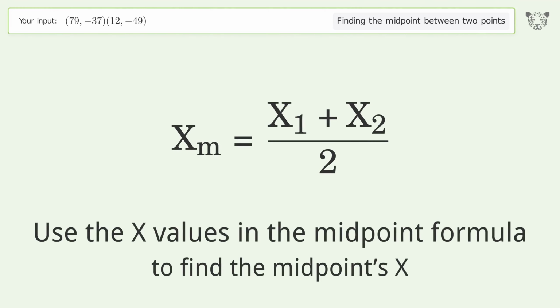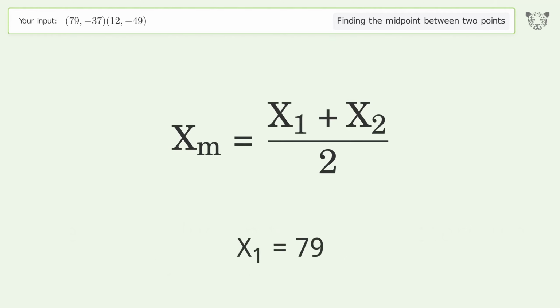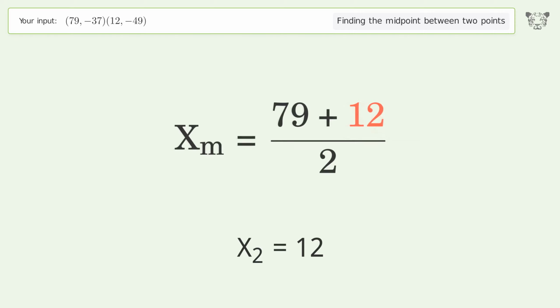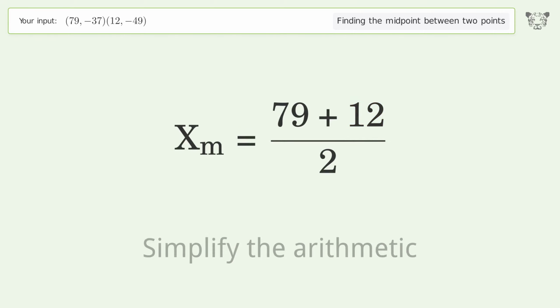Use the x values in the midpoint formula to find the midpoint's x. x1 equals 79. x2 equals 12. Simplify the arithmetic.